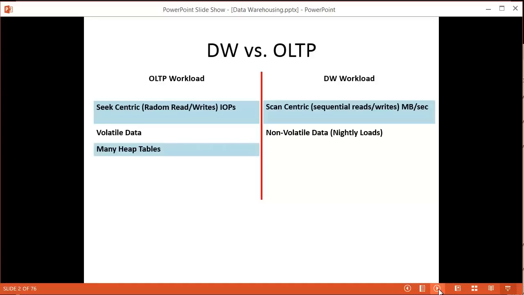So for OLTP systems, in terms of indexing, your indexes are very important, and you can have very complicated schemas related to your indexing to make sure you get optimal seek performance, because you're seeking individual rows or a small handful of rows from larger tables. Being able to specifically tune your indexes and predict what your queries will be seeking will greatly improve the performance of your OLTP system.